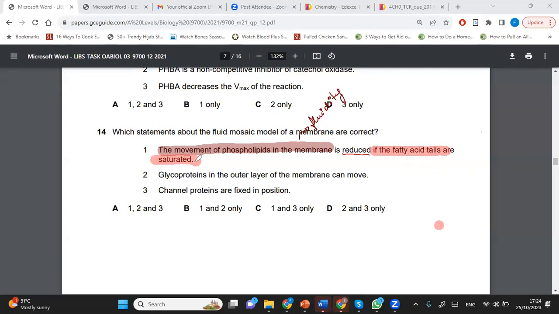Is that true or not? Would saturated fatty acids affect our membrane fluidity? Would they make our membrane less fluid? Yes, it's true. If we have a lot of saturated fatty acids, that will make our membrane stiff. So the phospholipids will be able to move considerably less.